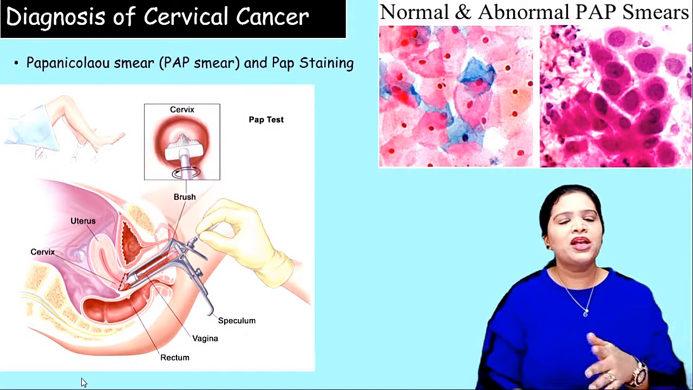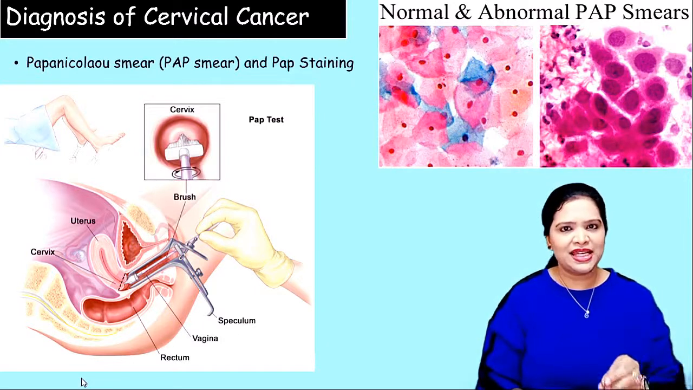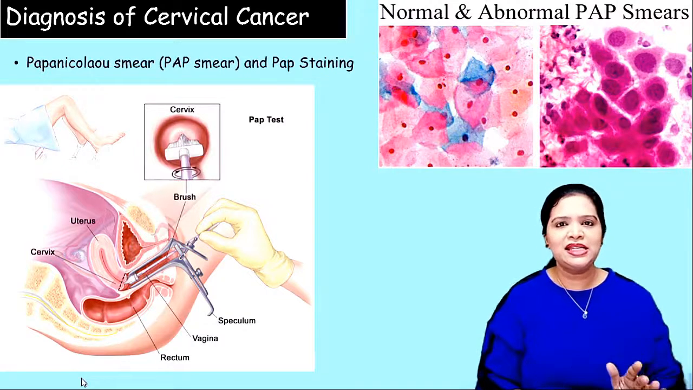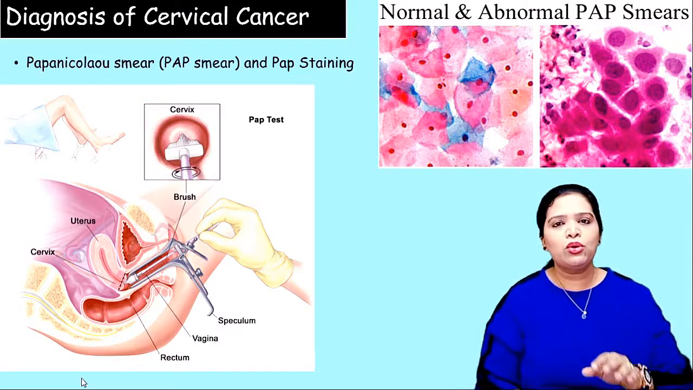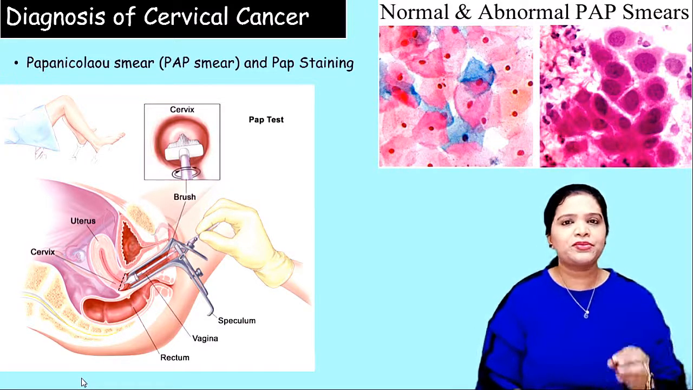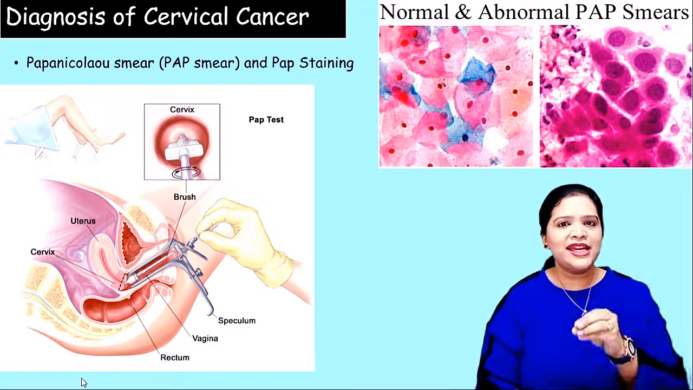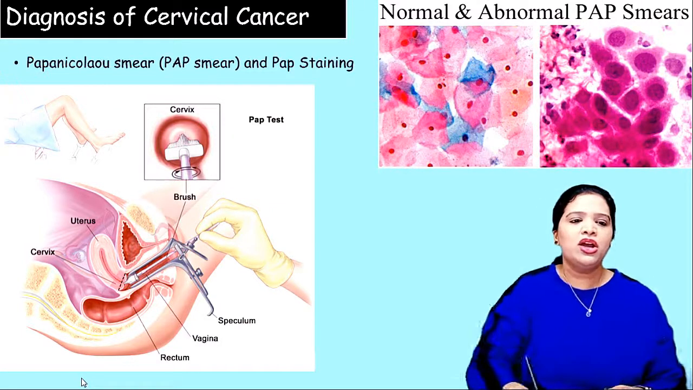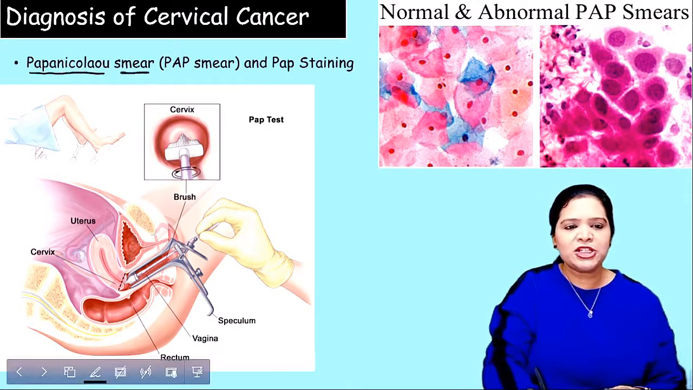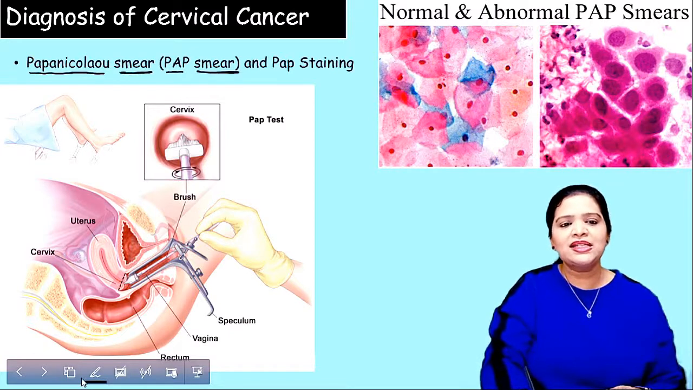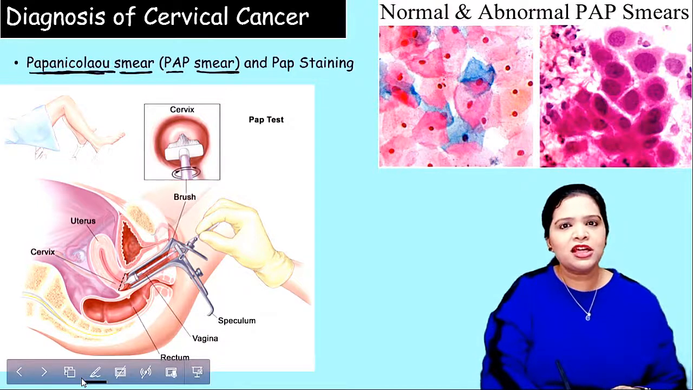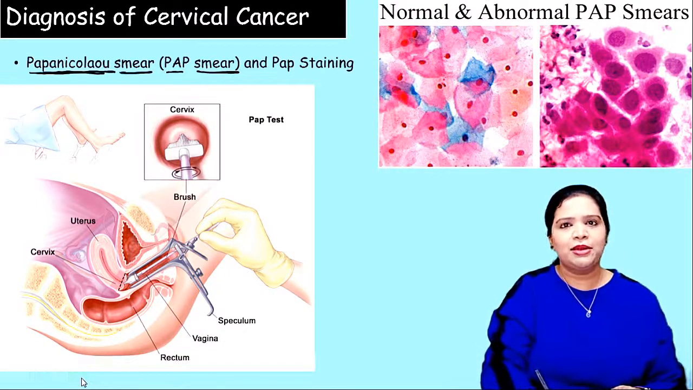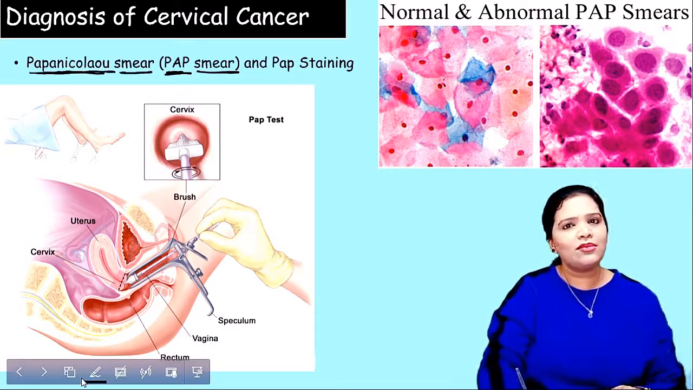Now let us see how cervical cancer is diagnosed. We know that it will not show any symptoms in the early stages. So once the symptoms come in the later stages, the woman will go to the doctor, the gynecologist. The doctor will look at the history and then examine through the Papanicolaou smear, which in short form we call pap smear. So what is this Papanicolaou? This is the name of the person who discovered this technique. So this is called pap smear in short form.